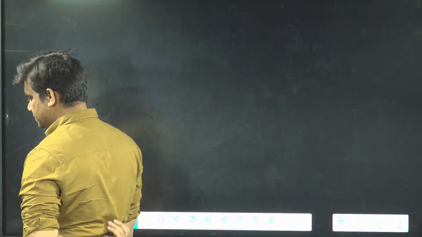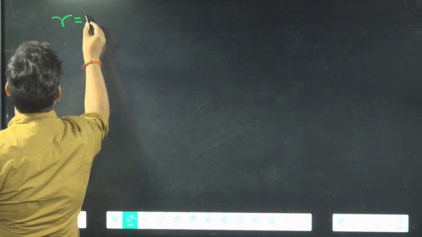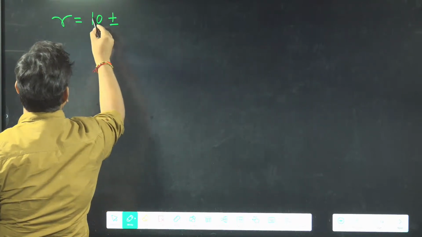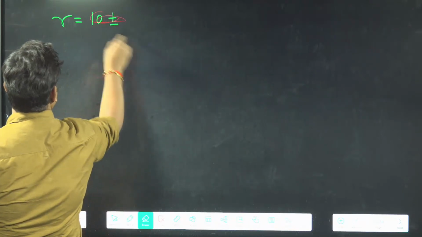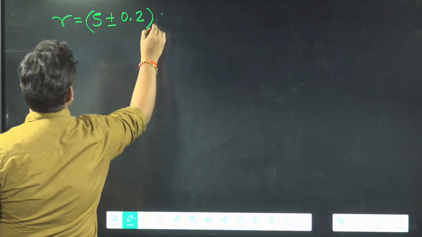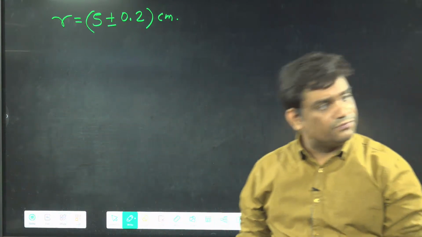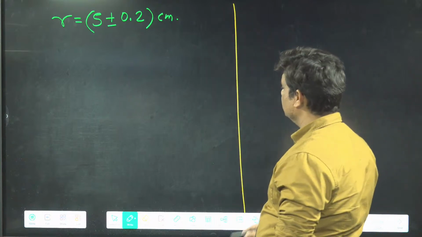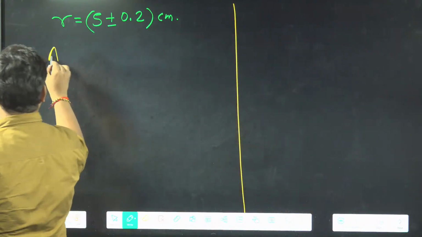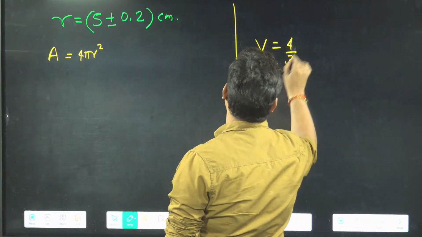The radius of a sphere is 5 plus minus 0.2 centimeter. Is there any problem? This is the radius of a sphere, 5 plus minus 0.2. Clear? Find the surface area and volume.